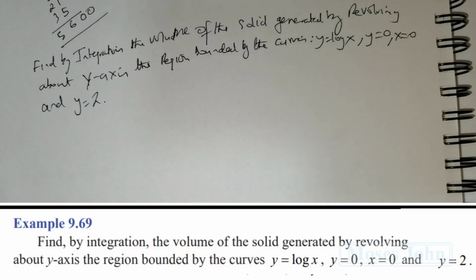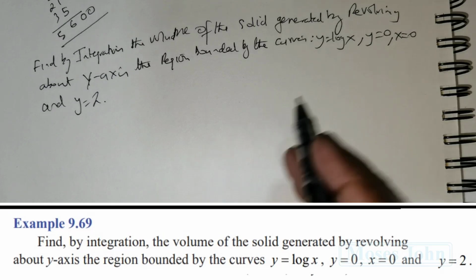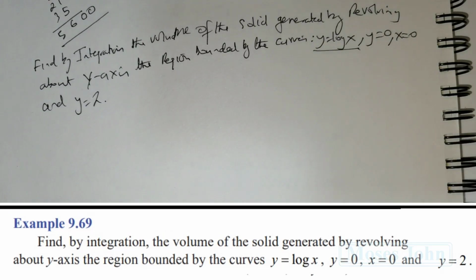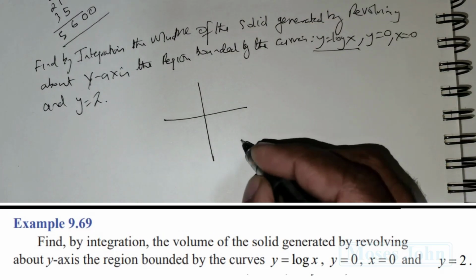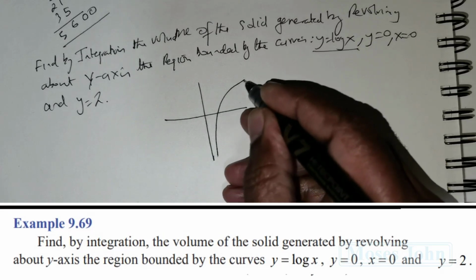Students, we are given this question. We are expected to find by integration the volume of the solid generated by revolving about the y-axis the region bounded by the curves y equals log x, y equals 0, x equals 0, and y equals 2. Now, if you were to draw the graph, it would be something like this.